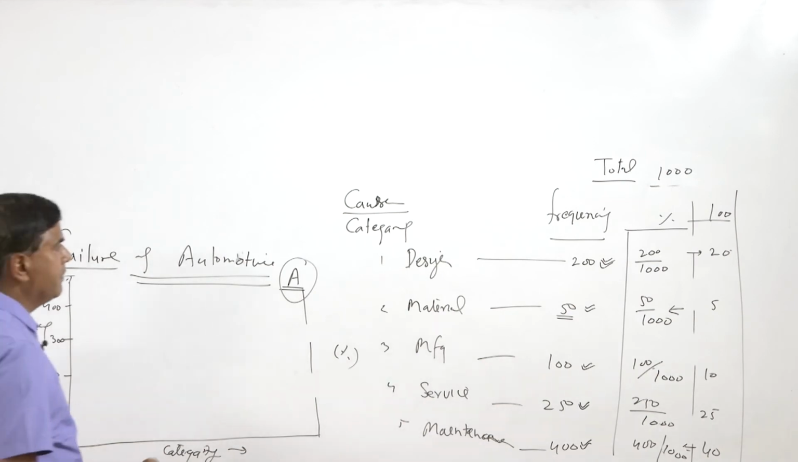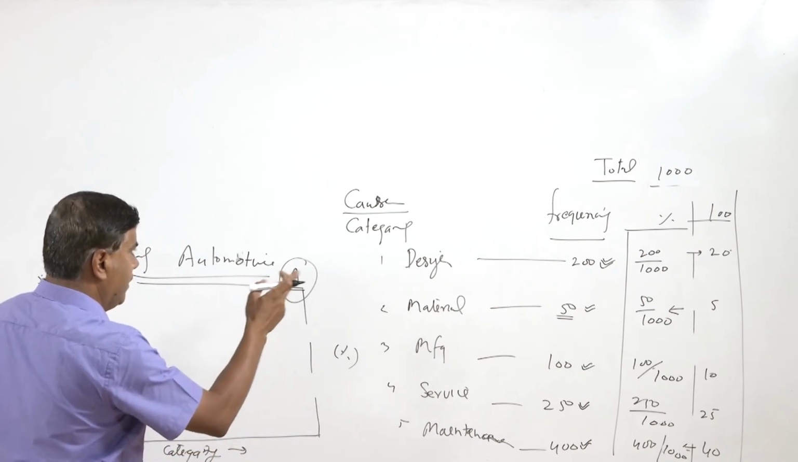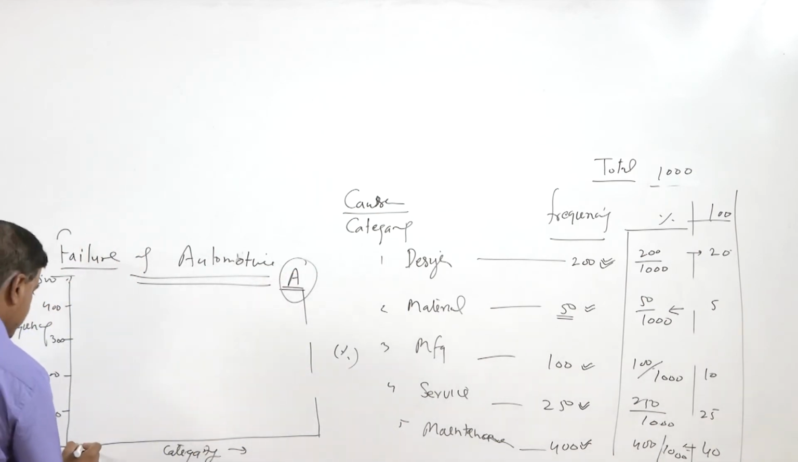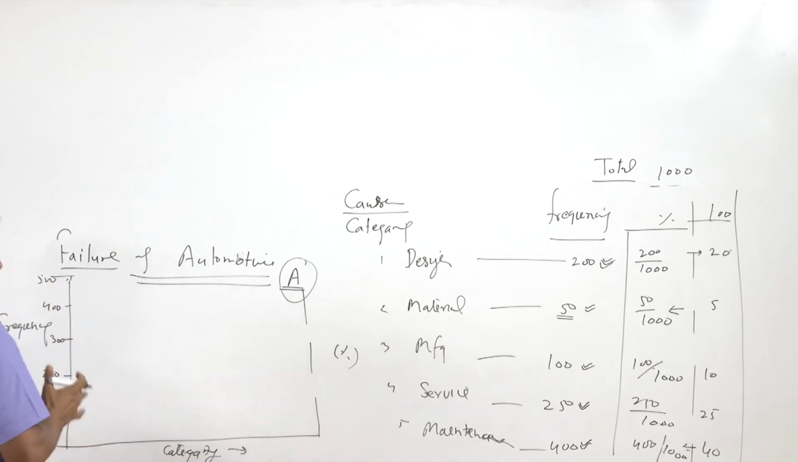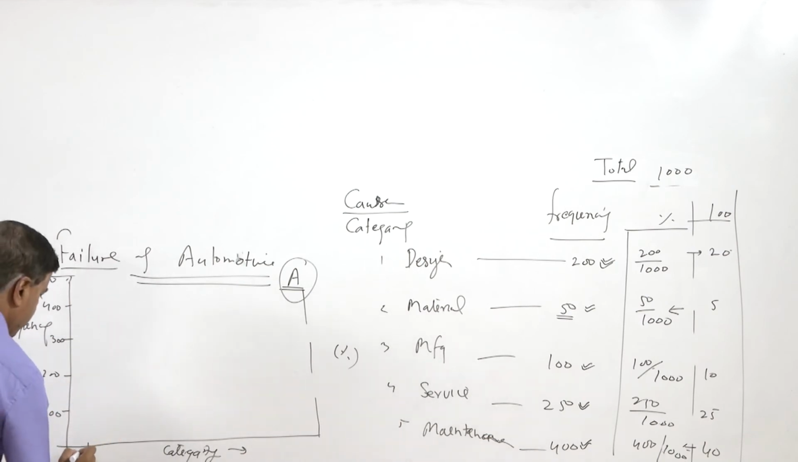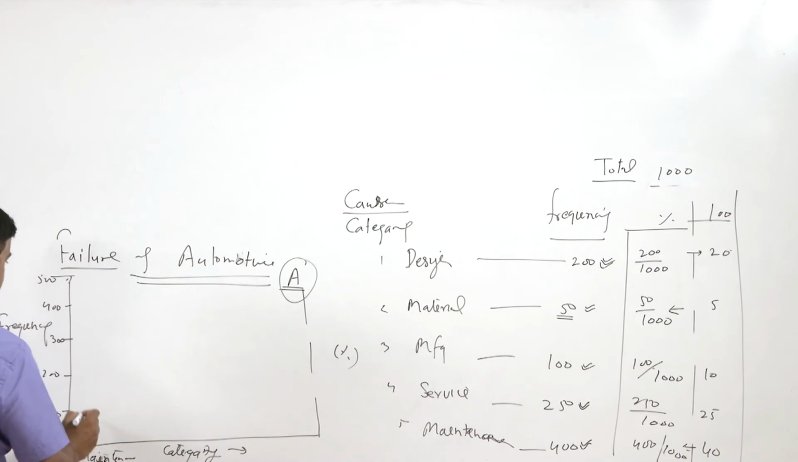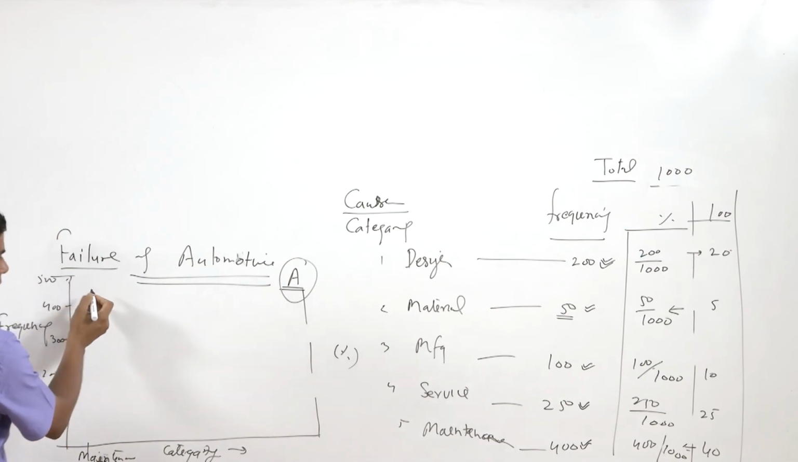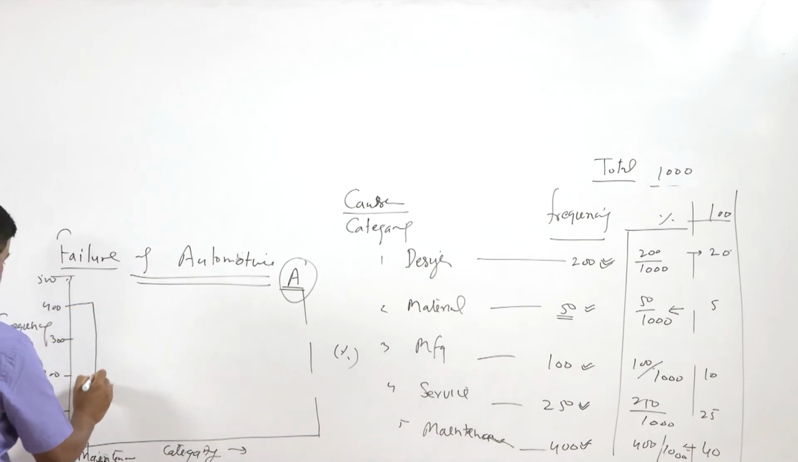The maximum frequency is for which factor, that is what we can see. We will be arranging these things in descending order. The one category having the maximum frequency is the maintenance, so the maintenance will be brought in first. For maintenance, the frequency is 400.